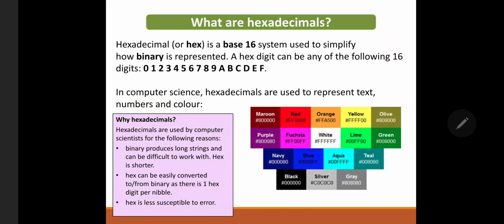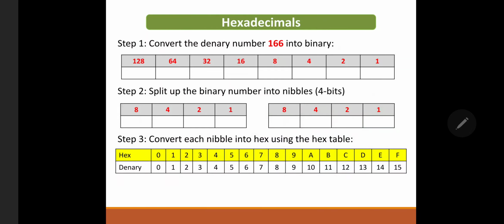Let's talk about hexadecimal. Hexadecimal is base 16, and it's used to simplify how binary is represented. So instead of saying 10, 11, 12, 13, 14, 15, what they have done is replace the 10 with A, 11 with B, 12 with C, 13 with D, E, and so forth. Okay, so let's try to map this out for you.